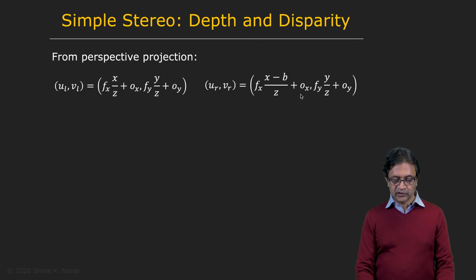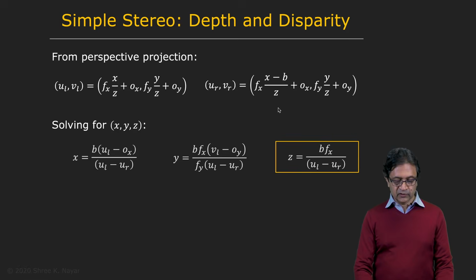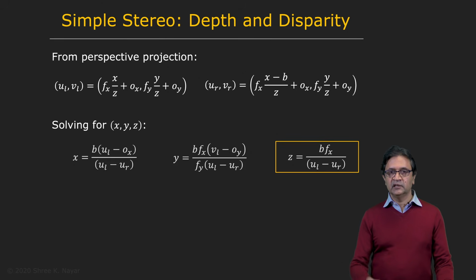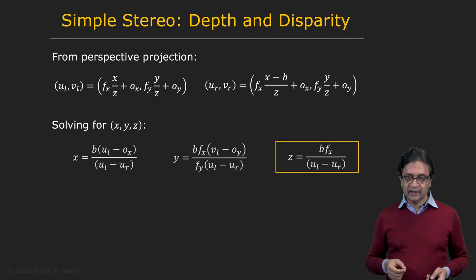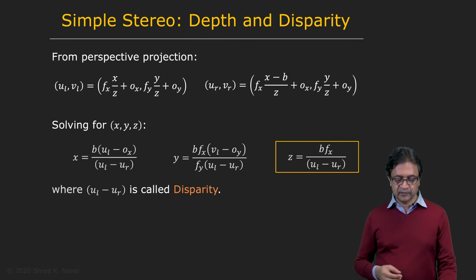So you have these four equations right here, and by simply solving them, you get an equation for x, for y, and for z. I highlight z here because that's called the depth of the point in the scene. And the important thing to notice here is that in the denominator for all three of these, you have UL minus UR. What is UL minus UR? It is the difference in the U coordinate of the same scene point in the two images, left and right. And that difference is what's called disparity.